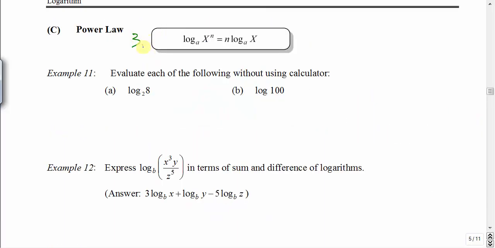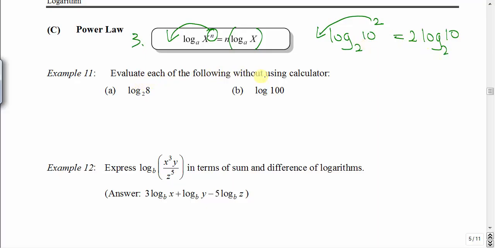The third law of logarithm is known as the power law. The power law says if you have log x to the power of n, base a, this power here you can actually bring down to this position here. So it becomes n multiplied by log base a x. Example, log base 2 of 10 squared can be written as 2 log 10 base 2. They are the same.